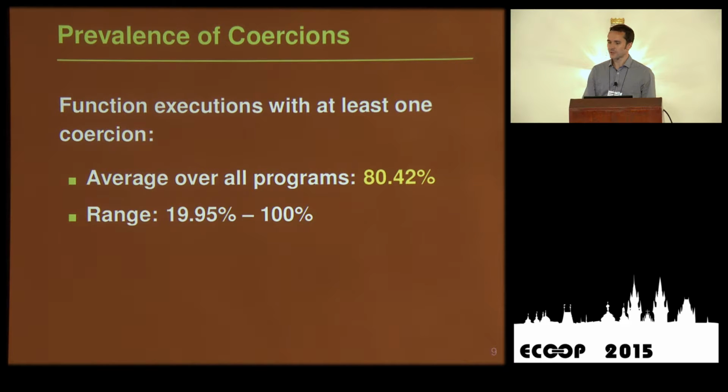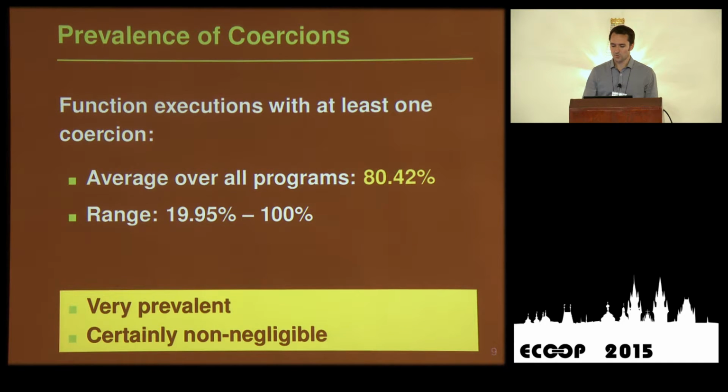Even if we look at the range for different programs, even programs that do not have that many coercions still have 20% of all function executions with at least one coercion. So the conclusion from these results is that coercions are very prevalent, so they exist in practice. And even for programs that don't have that many, they are certainly non-negligible. Does that include transitive calls? It does not. When I say function execution, I mean we are excluding the calls. Otherwise, the numbers would be skewed.